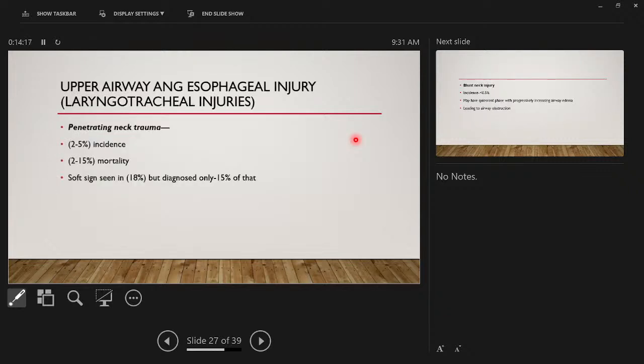Upper airway and esophageal injury, laryngotracheal injuries. This occurs most commonly in penetrating neck trauma. The incidence is 2 to 5%, and mortality is as high as 2 to 15%. Mostly soft signs are seen in 18%, and out of that 18%, only 15% are diagnosed.